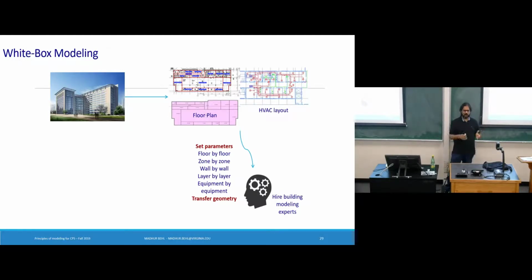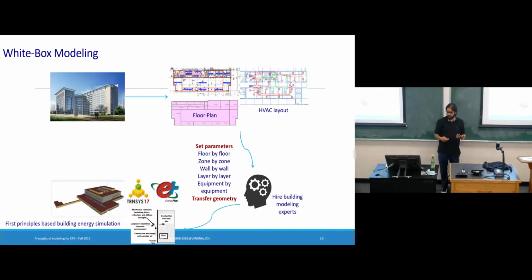It's not just one material. So you can even go into the layer of materials in a single wall. You want to look at every equipment. You want to create that model from this information. And the way you create the model in white box modeling is you use some high fidelity physics simulator.